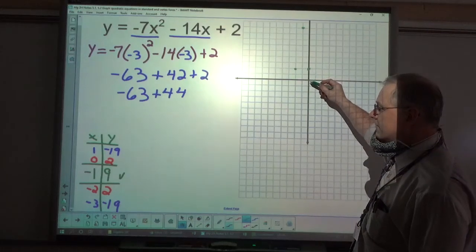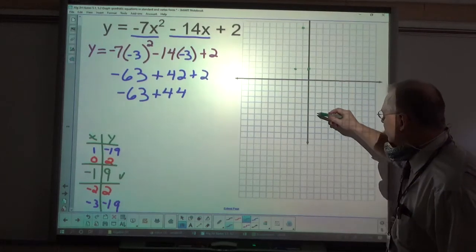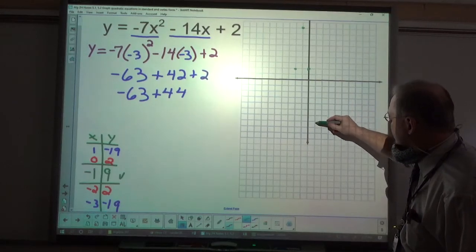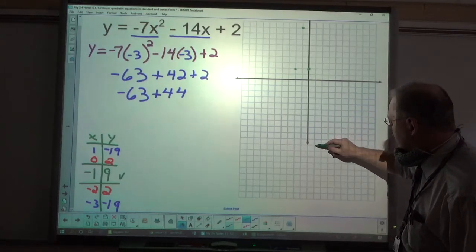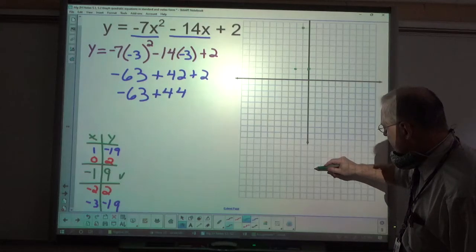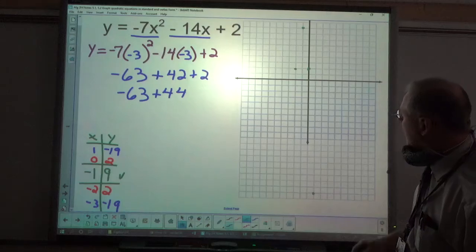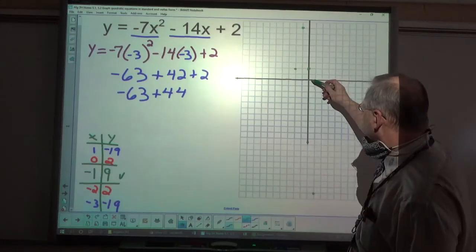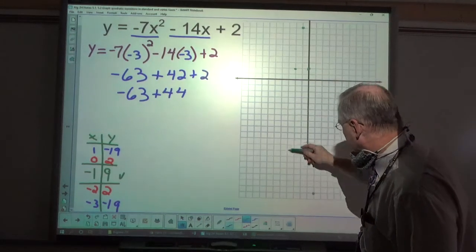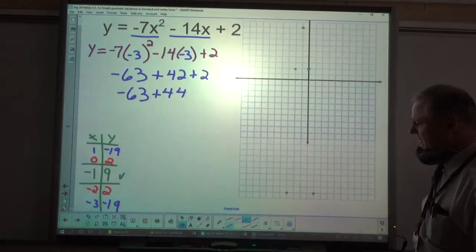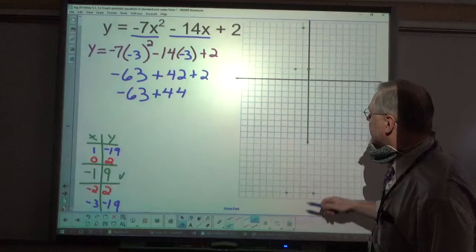Then I've got 1, negative 19. So 1, 2, 3, 4, 5, 6, 7, 8, 9, 10, 11, 12, 13, 14, 15, 16, 17, 18, 19, almost the bottom. Negative 3, 1, 2, 3, negative 19. That is quite a steep graph.